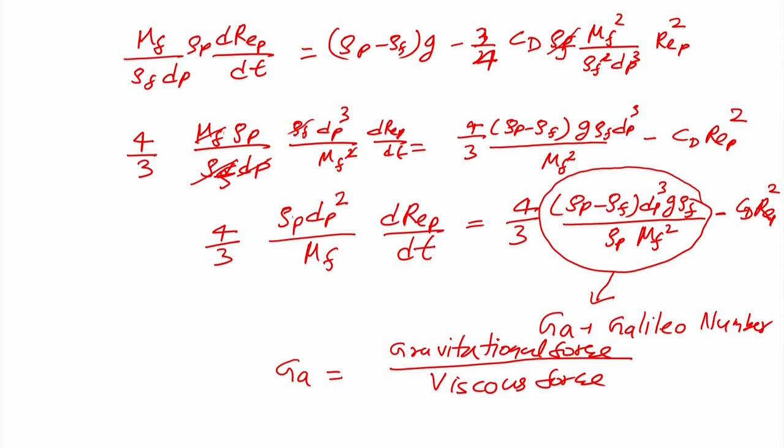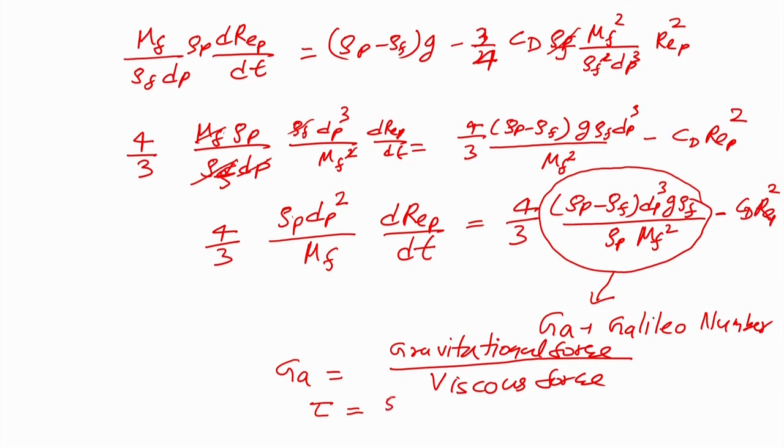It is very important once the settling is going on, or any object is moving under gravity. It shows how much gravity is playing a role in pulling the particle, and how much the viscosity of the system or of the fluid is resisting the motion of the particle. So, that is the Galileo number.